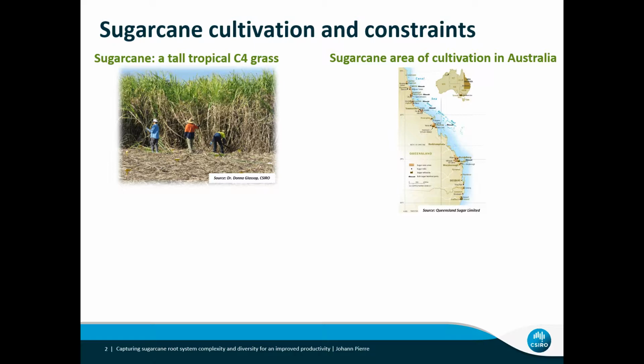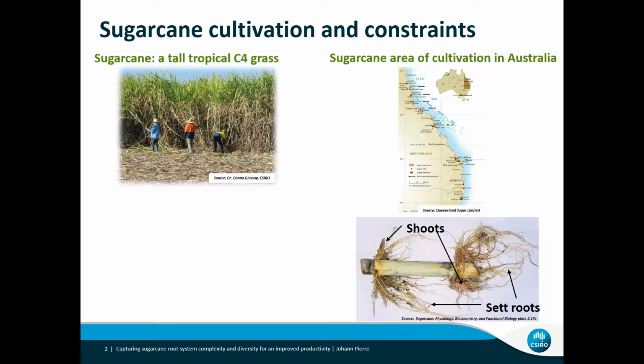And it is a crop that is propagated vegetatively from set, as the one you can see on this picture. So a set is a piece of stalks that contain a bud that will germinate to become the primary shoot, and a round of root primordia that will become the set roots.